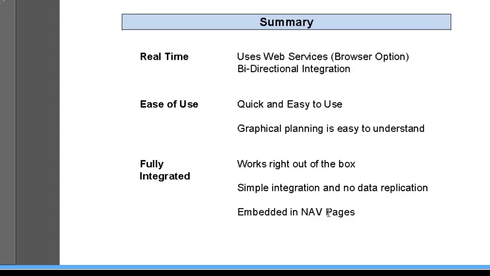You saw me showing it on a simulated production order. You scroll down, there it is. So there's no need to go to a third-party application to view the data. It's right there on screen.